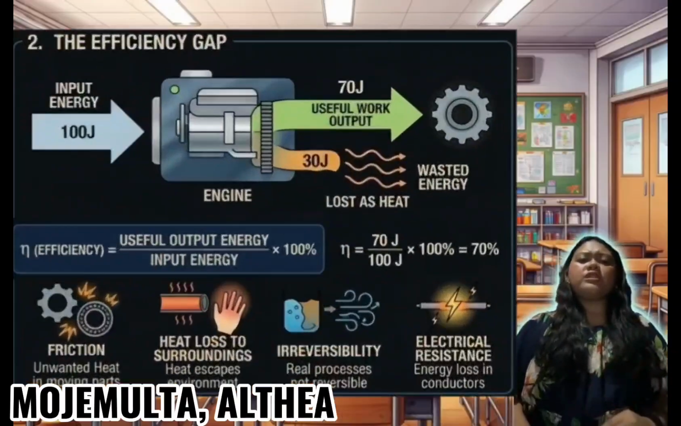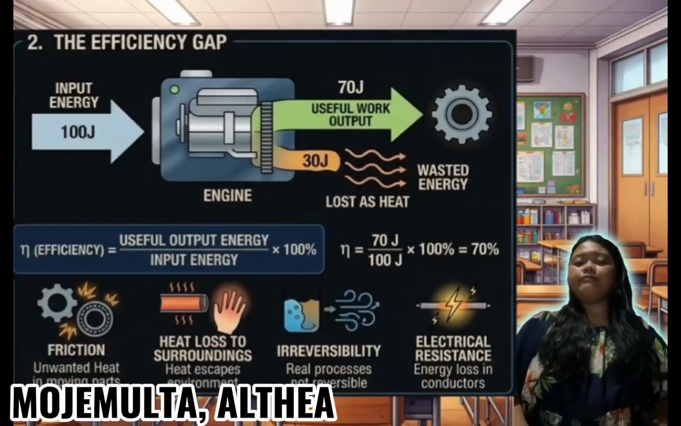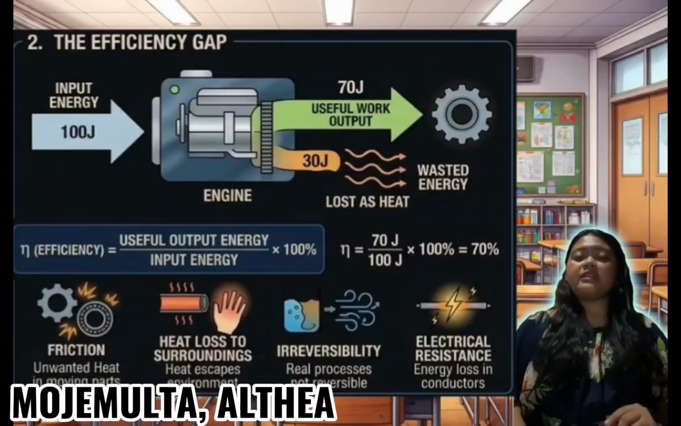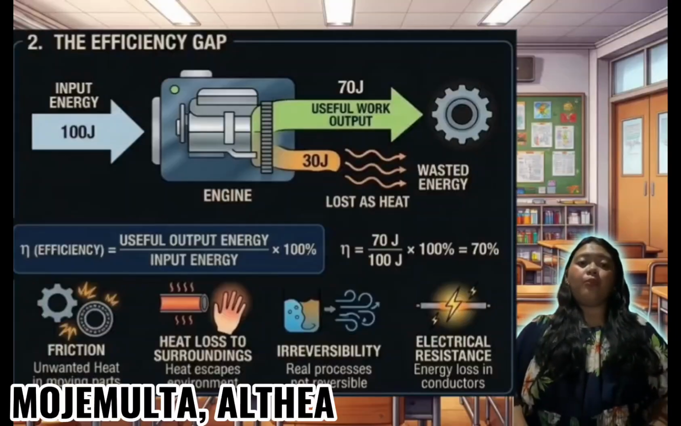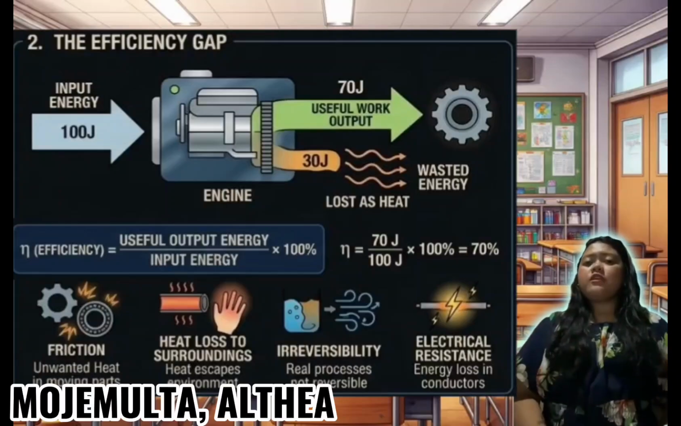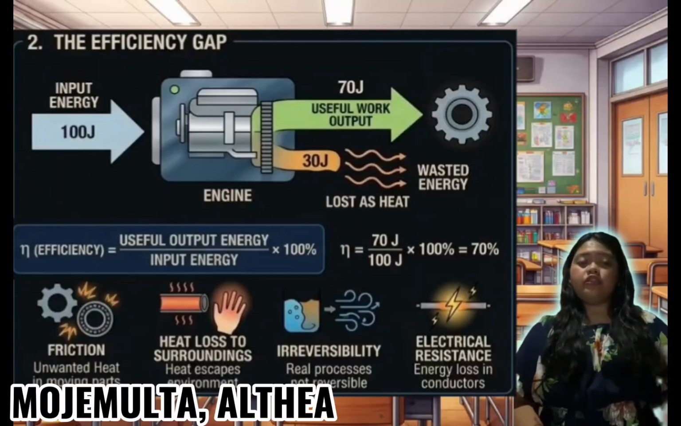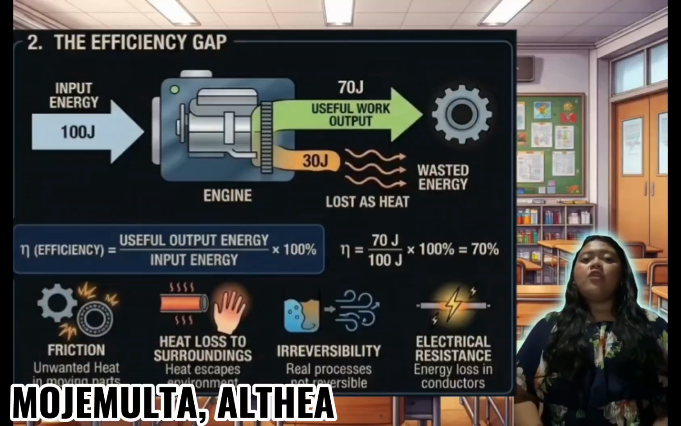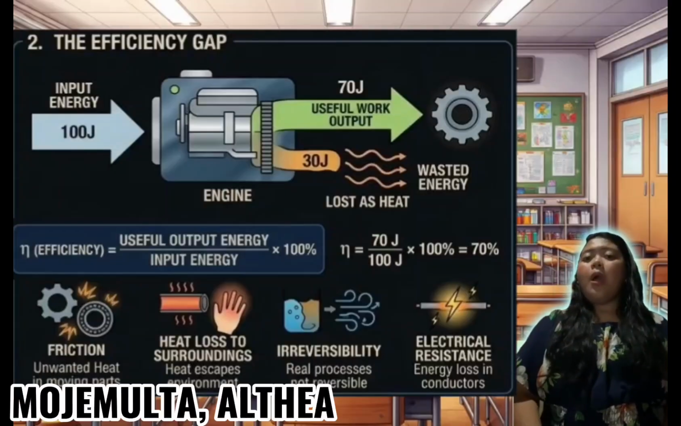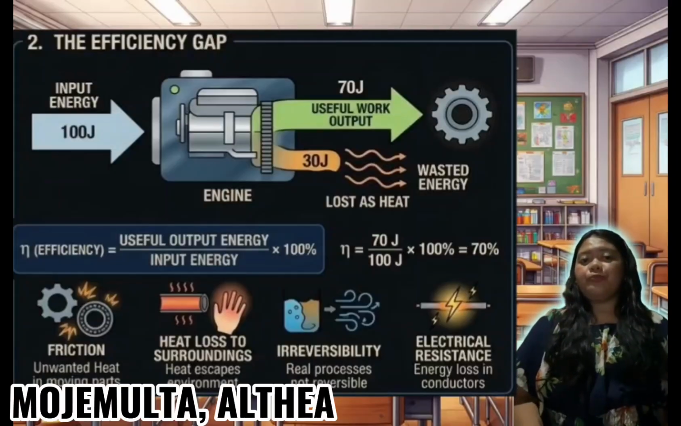So why is efficiency improvement important? Efficiency improvement is important because many systems waste large amounts of energy. Examples of systems where efficiency is important include car engines, power plants, refrigerators, factories, and air conditioning systems. And when efficiency is low, more fuel is consumed.